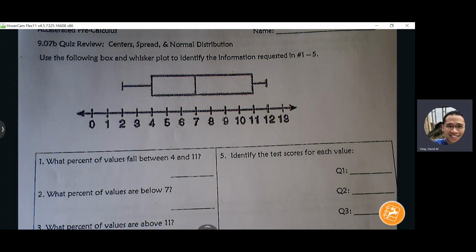Five number summary allows you to hit all these points. You have your minimum, you have your Q1, you have your Q2, which is your median, Q3, and then your max.